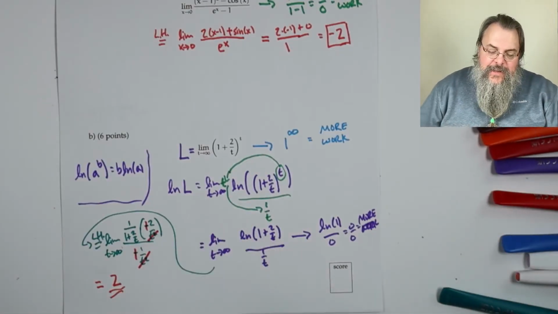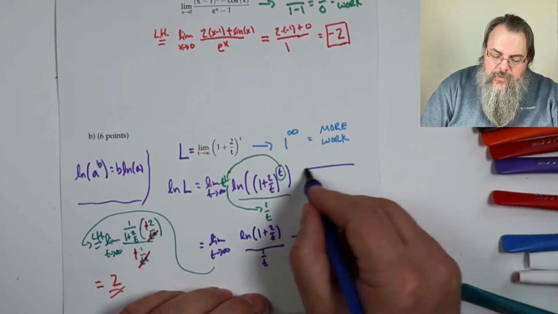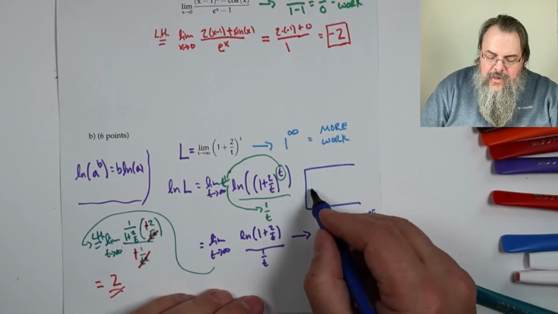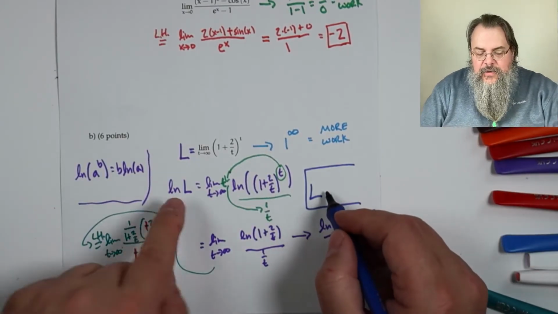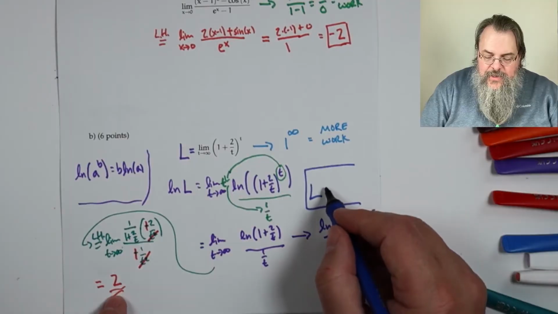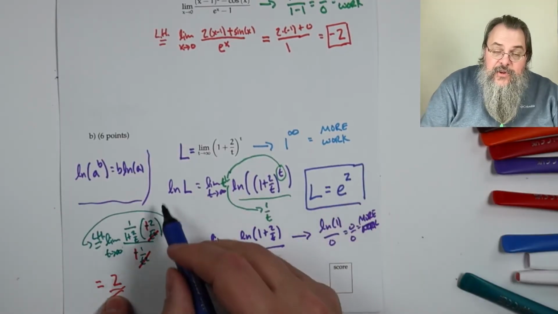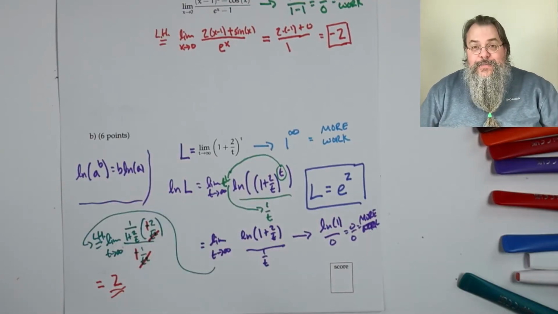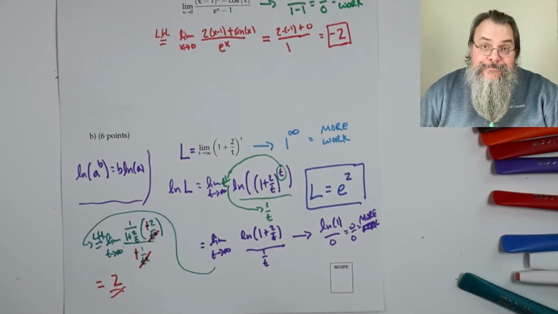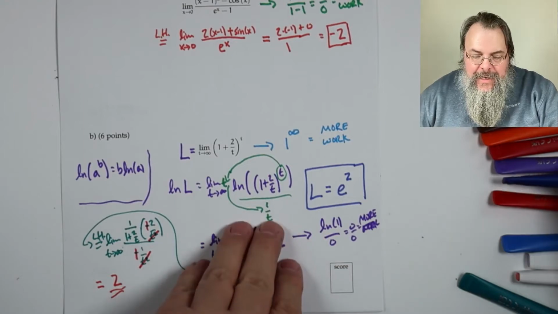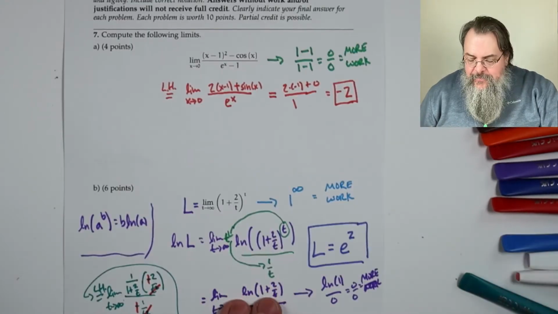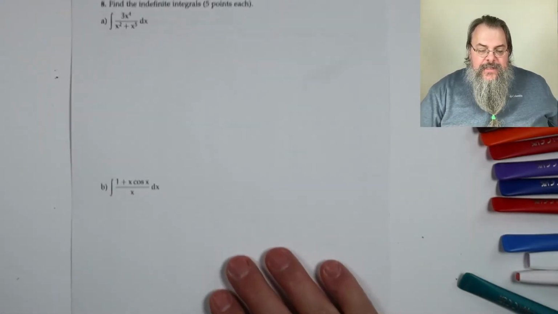So how do we get our final answer? Well, to get rid of log, you use the exponential function. So it's e to the 2. So don't forget, if you take a log, don't forget to do an exponential at the end to fix it up. Okay, and that was our number 7. Our first workout problem done.